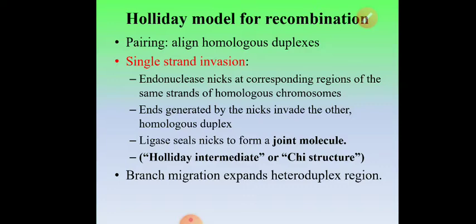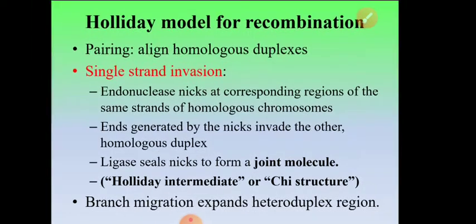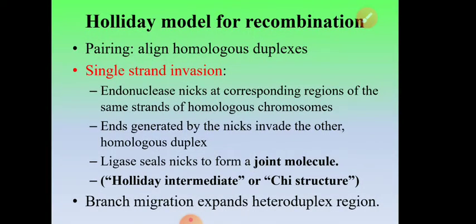There is a pairing or alignment of two homologous duplexes of the DNA molecule. The method is single strand invasion, in which out of the two strands of the duplex, only one strand is nicked and only one strand invades or moves. Endonuclease nicks at corresponding regions of the same strands of the homologous chromosomes, and it cuts only one of the two strands of the two duplexes. The ends that are generated by the nick or cut invade the other duplex.